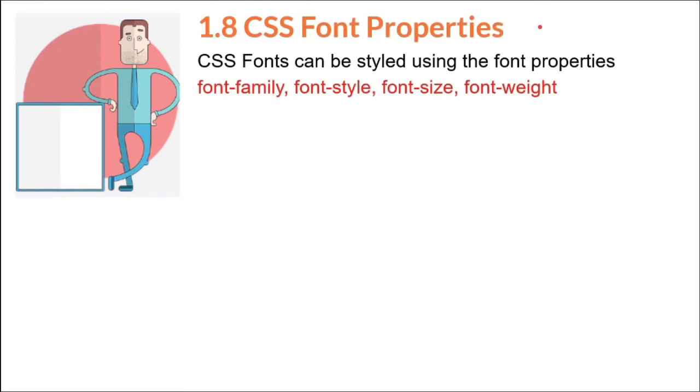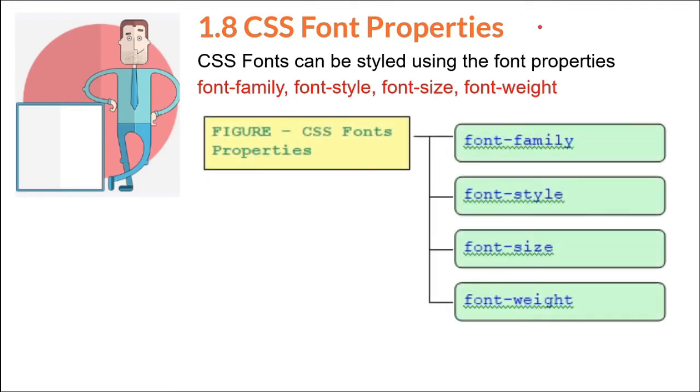CSS font properties. CSS fonts can be styled using the font properties: font family, font style, font size, and font weight, as mentioned. And in this diagram, we've got a diagrammatic presentation of that. So we have the font family attribute, the font style attribute, the font size attribute, and the font weight attribute.